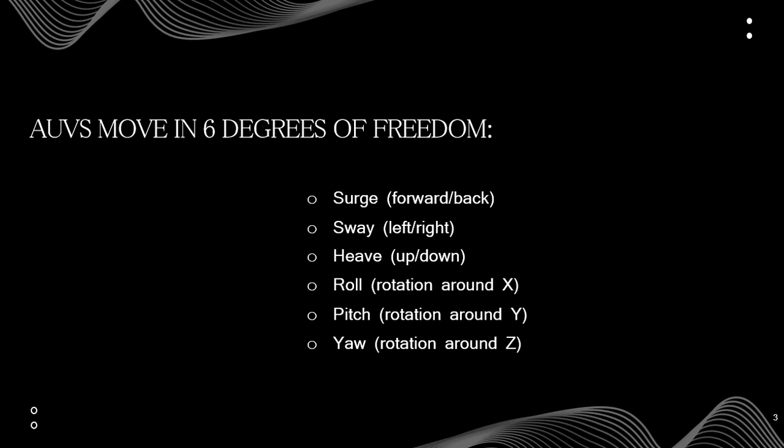AUVs are free to move in three-dimensional space. That means they experience 6 degrees of freedom: surge, sway, and heave, which are linear motion, and the roll, pitch, and yaw, which are angular motion. Our model needs to account for all of them.